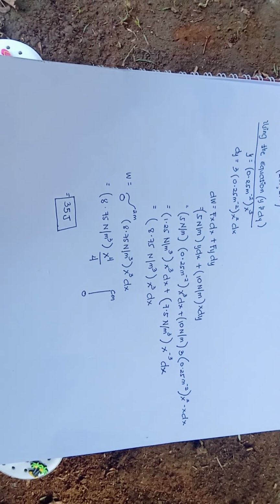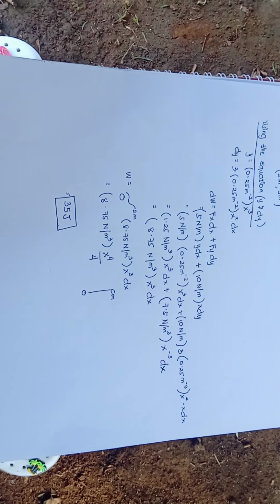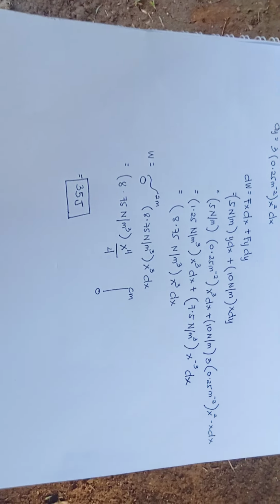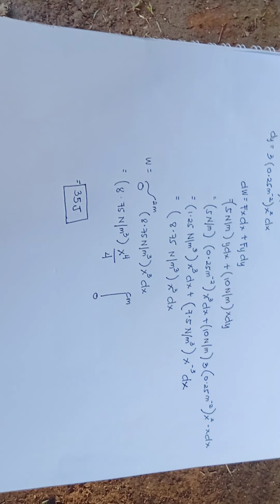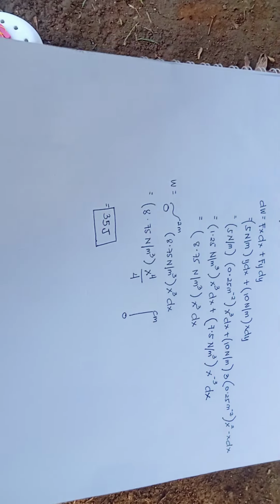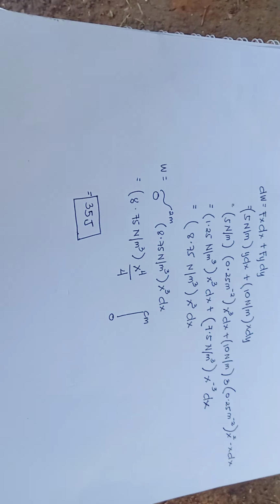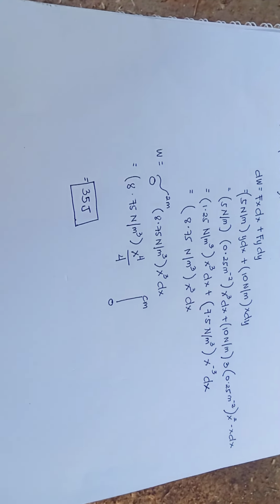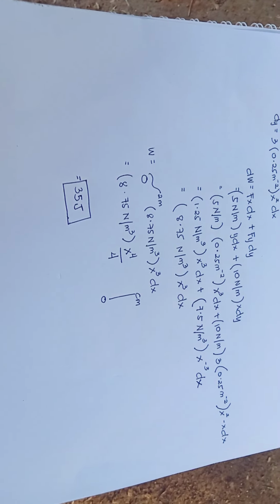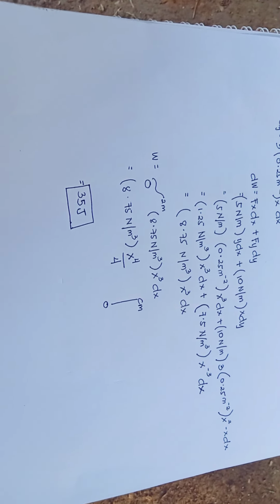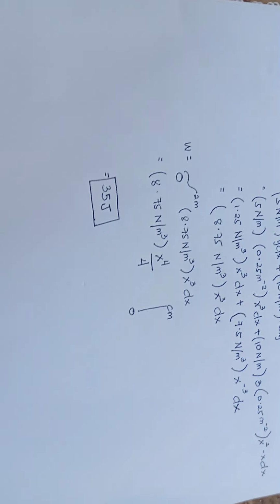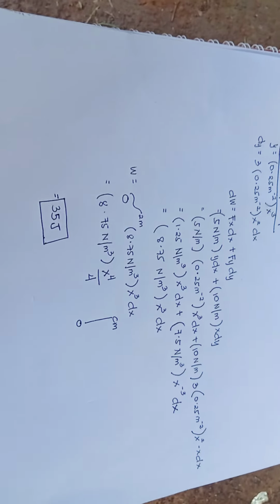x to the power of negative 3 dx. So that we get the answer 8.75 newtons per meter cubed, x cubed dx. So the value of the work integral W is 8.75 newtons per meter cubed, x to the 4th power over 4. Then we multiply it, so that our final answer is 35 joules.